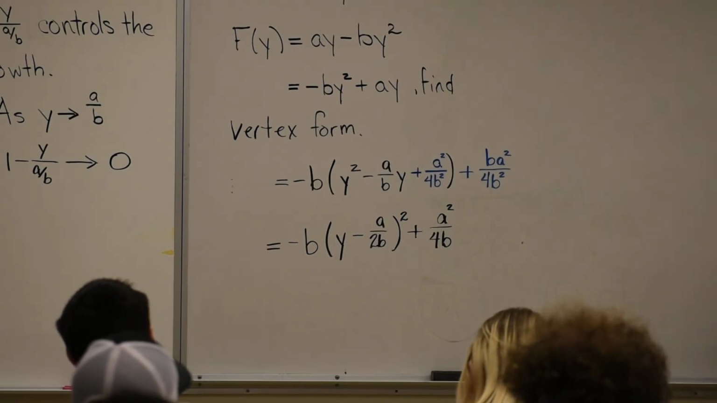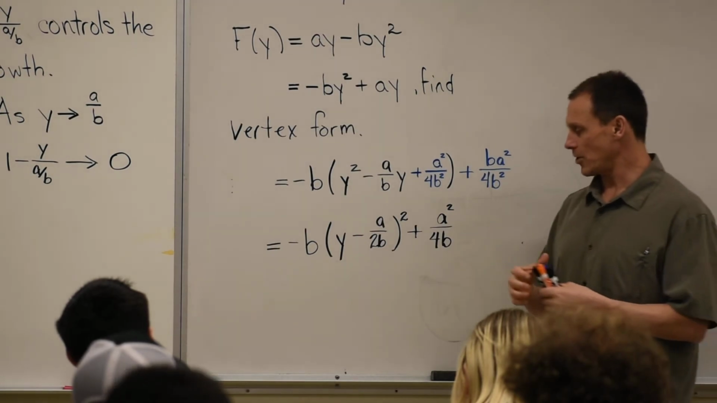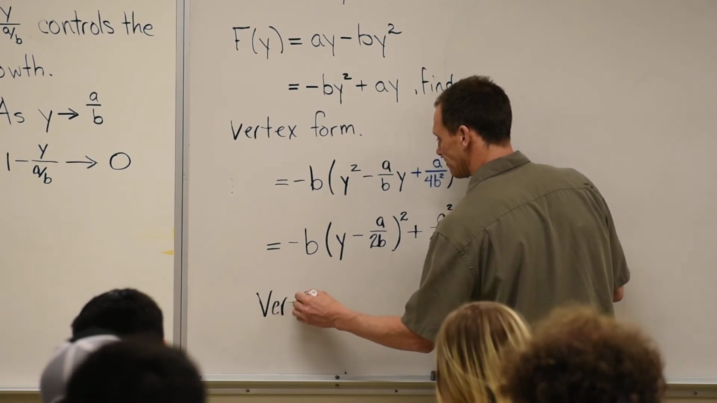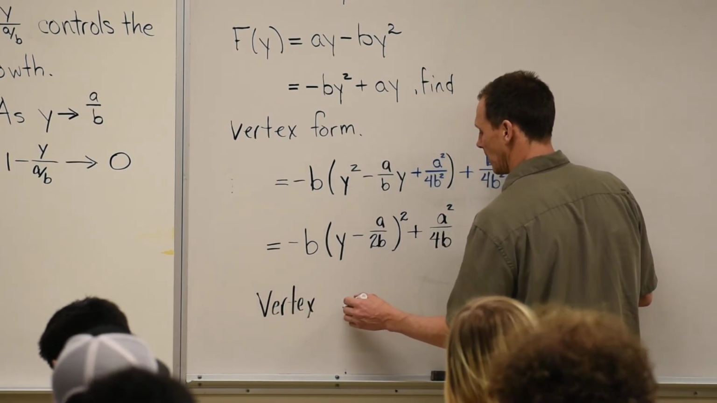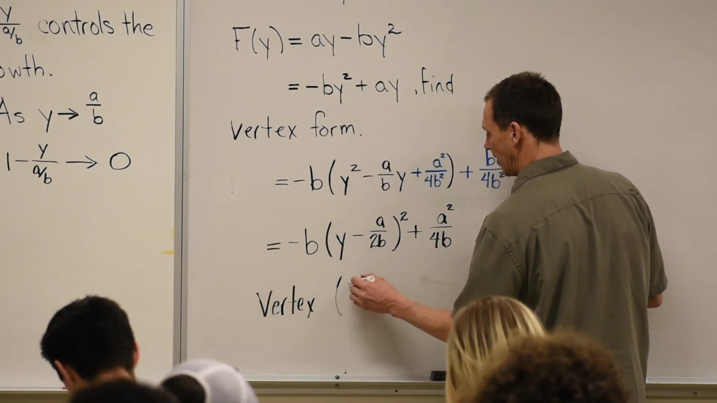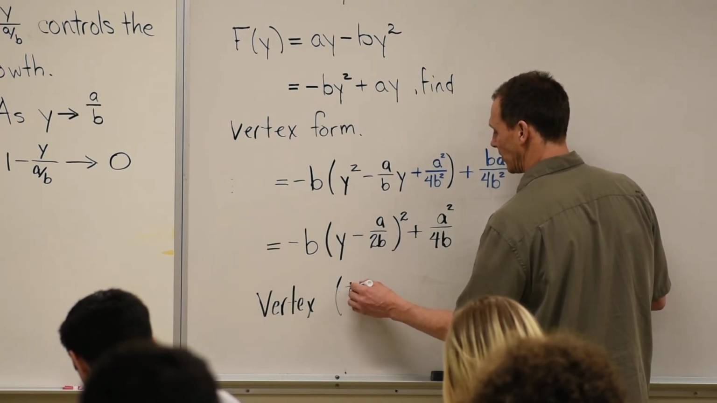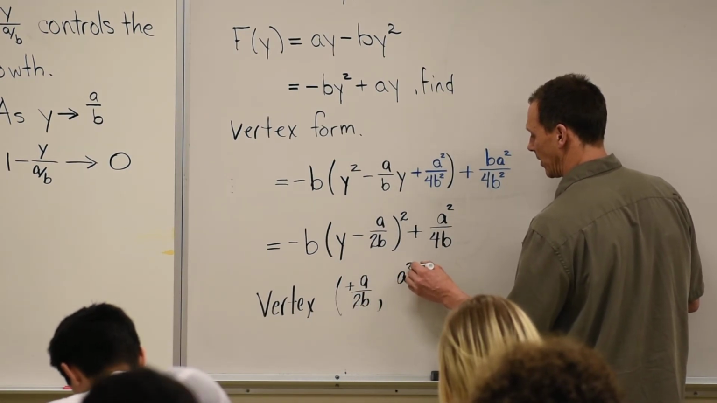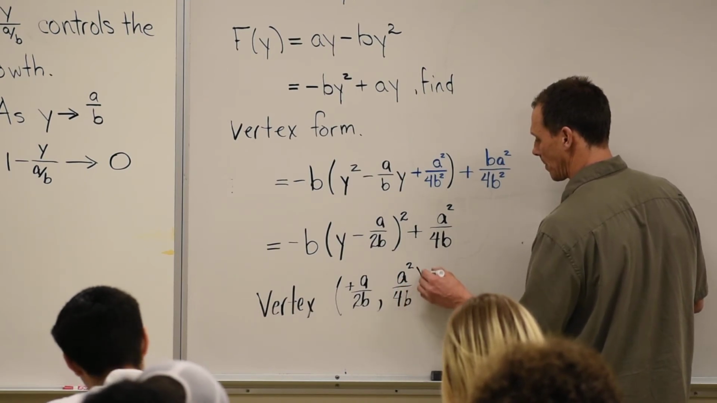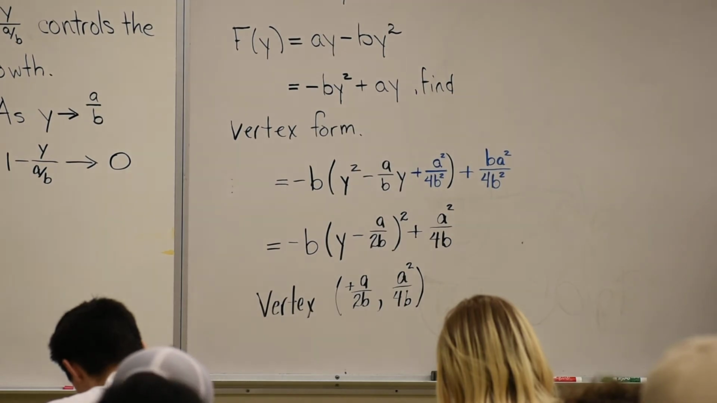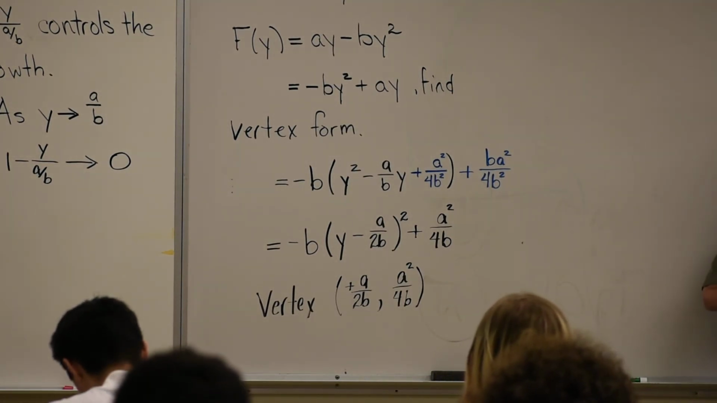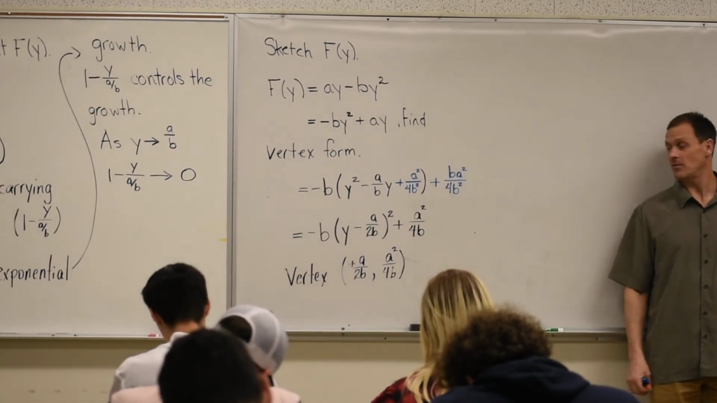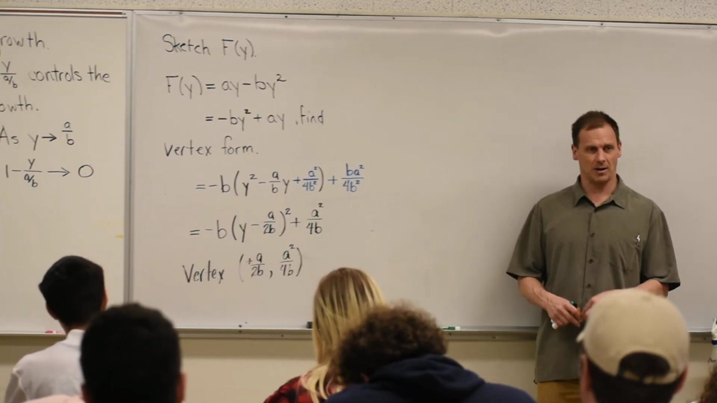Oh, if you were just to graph this, make a quick graph. Remember your vertex. Our vertex is going to be at, we change the sign, so it's a over 2b comma a squared over 4b. Okay. There's one more thing. In which direction would this parabola be going? Yeah, it's probably going to be going down. If b was a positive value, now we have negative b out front. So it's going down. It's a parabola that's going down.